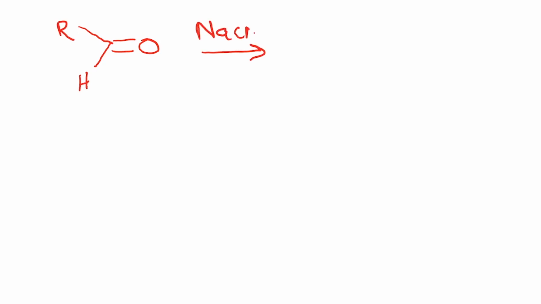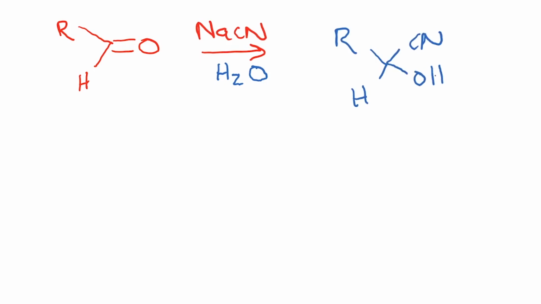Sodium cyanide is an excellent nucleophile, and it adds to carbonyls quite nicely, and it forms what is known as a cyanohydrin. We have discussed this previously in our course, and let's now try and understand the way in which cyanide actually attacks the carbonyl compound. So let's quickly recap.